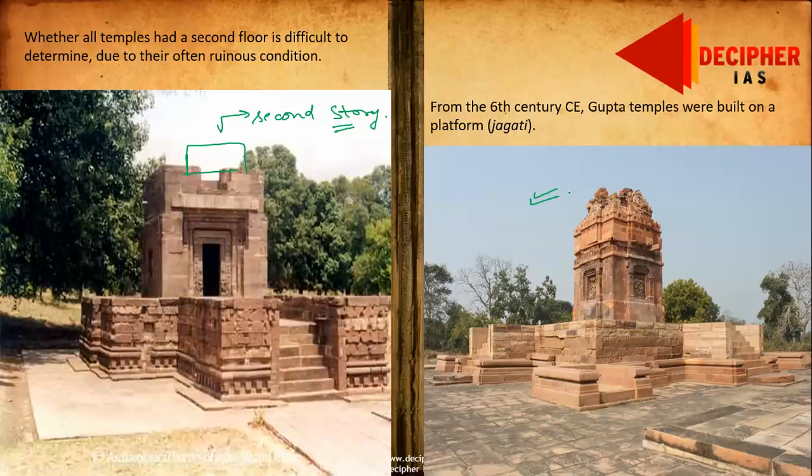Dashavatara temple is in Devgarh in Uttar Pradesh. At Devgarh, the platform had reliefs running around it, depicting scenes from Ramayana, and in the center of this platform stood the principal shrine. This is the principal shrine, and these are the subordinate shrines, which we discussed in the last slides as well.